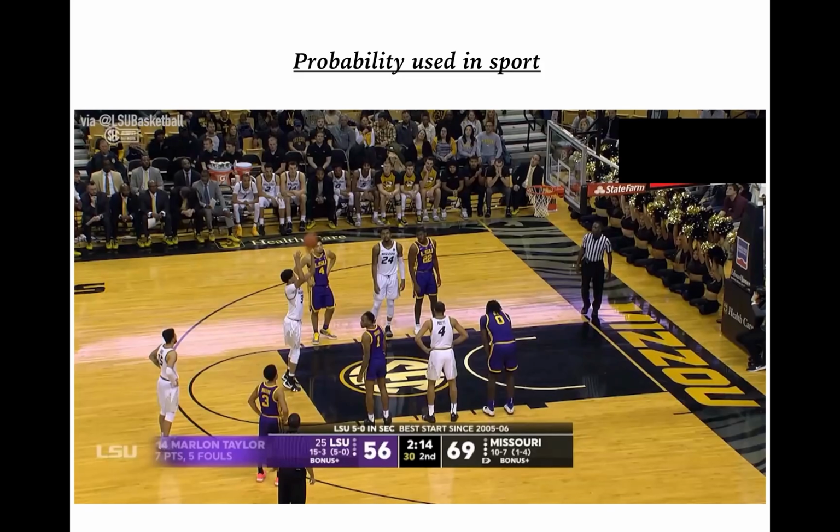Now, one more video. Probability used in sport. I want you to watch this basketball video and tell me what you notice about probability here. So look at the whole screen and see where you can find probability written on the screen, and how do you think this is used?